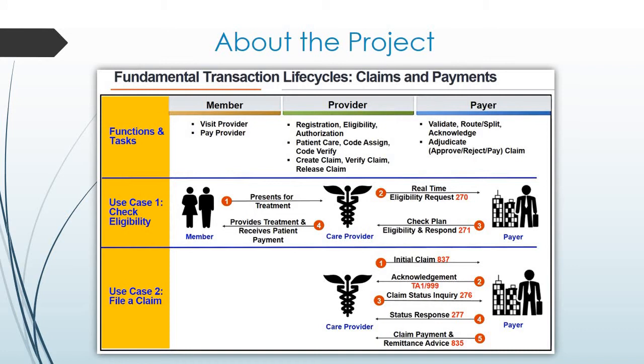Now the provider wants to check the status of the claim. To check the status of the claim, it sends a request to the payer with the transaction type 276. Now the payer responds back to the status inquiry with the 277 transaction. Now, if the member is the right one and is eligible for the claim, then the payer provides the payment to the provider for the treatment provided by him to the member.